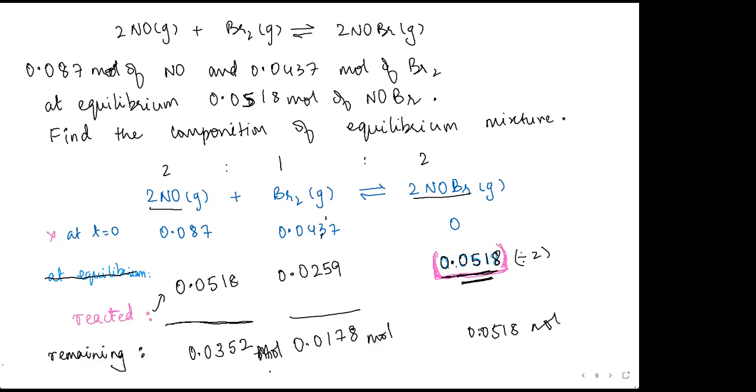Okay, did you understand the question? This is the question is over. Yeah, that's what you're supposed to find out. Find the composition, meaning, what is the equilibrium mixture composed of? So what all are there in the equilibrium mixture?